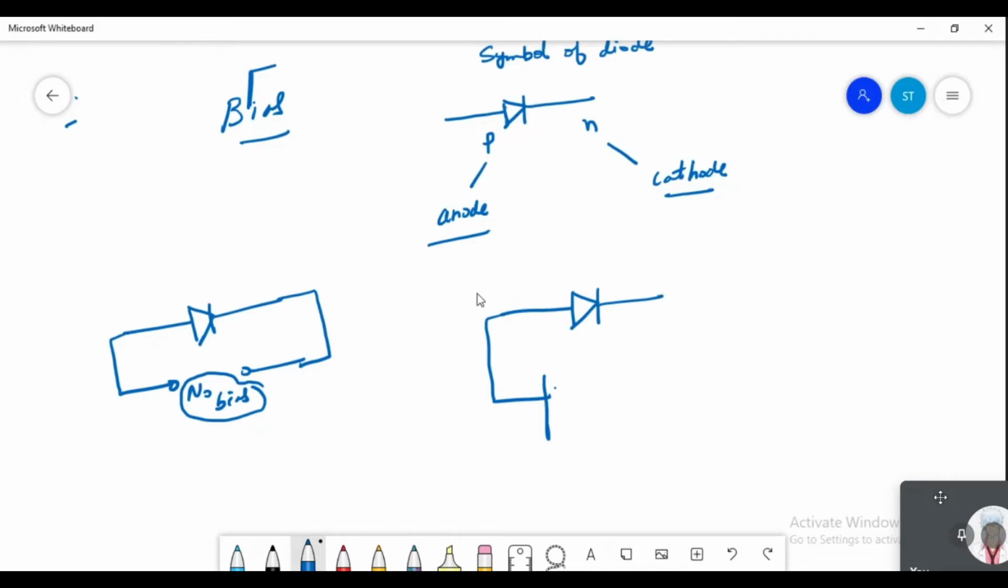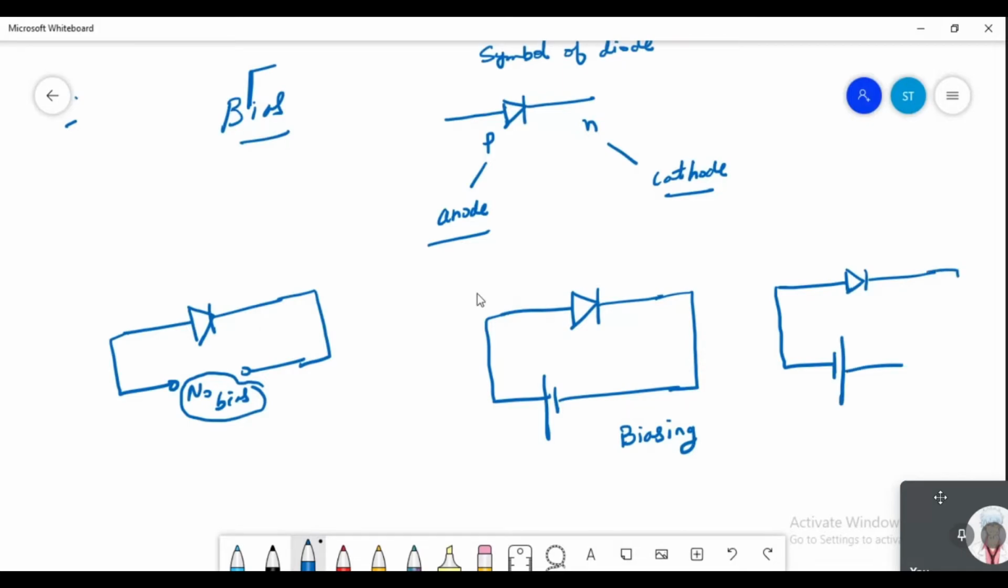Biasing. Any potential. So you may connect in the reverse order also. You may take the negative terminal of the power supply and the positive terminal of the power supply and connect it like this. I hope all of you are aware that the longer terminal is called the positive and the shorter one is called the negative of a DC supply. So this is positive, this is negative.